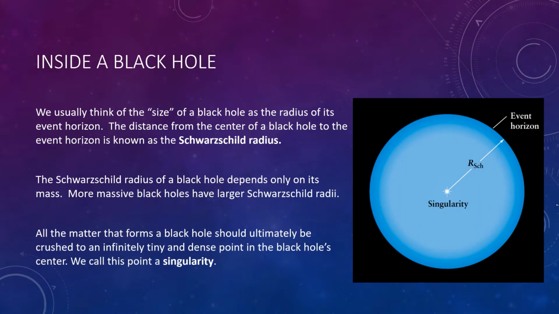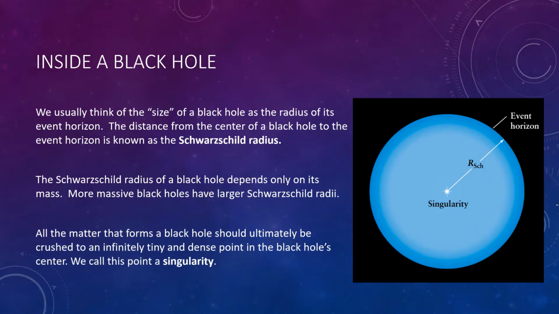We usually think of the size of a black hole as the radius of its event horizon. The radius of the event horizon is known as the Schwarzschild radius, named after Karl Schwarzschild, who lived from 1873 to 1916. Schwarzschild computed his famous radius from Einstein's general theory of relativity only a month after Einstein published the theory. Moreover, he did this work while serving in the German army on the Russian front during World War I. Sadly, he died less than a year later of an illness contracted during the war.